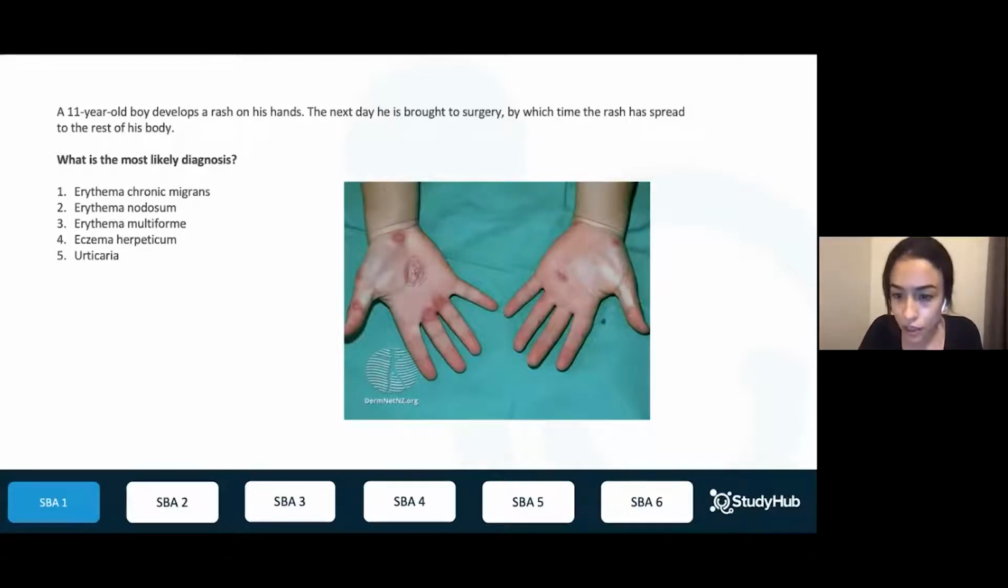So looking on the picture, can someone just quickly write on the chat what is the key thing that points to multiforme?